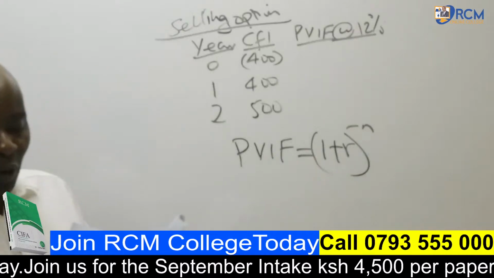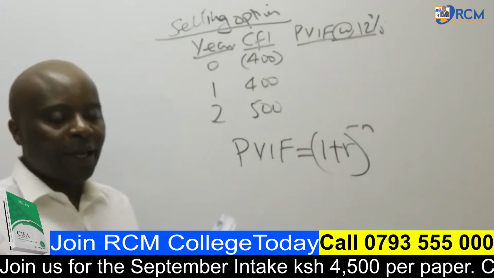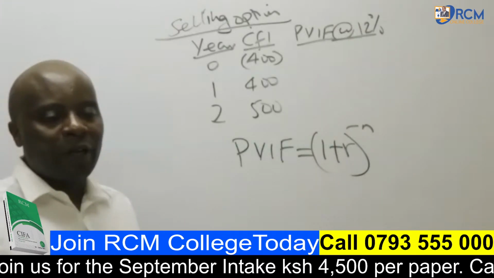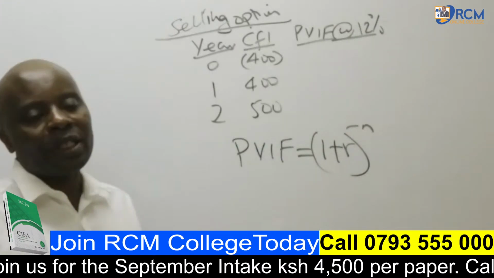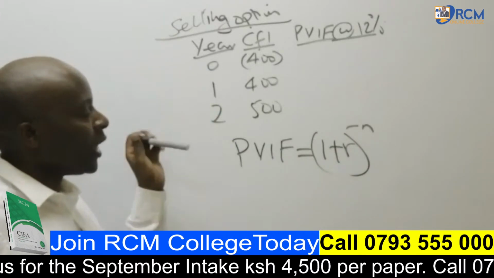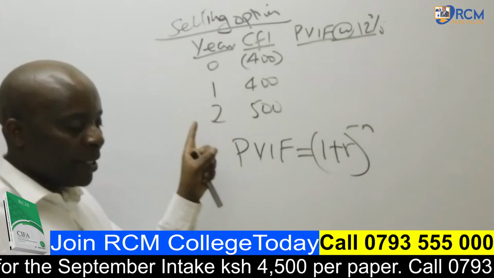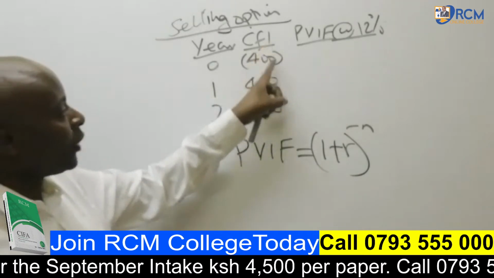So we are doing November 2019, question number 2A, where we have three alternatives. The first alternative is the selling option. For the selling option, I've been able to display my cash flow timings, which is year 0, year 1, and year 2, and I've put my cash flows here.